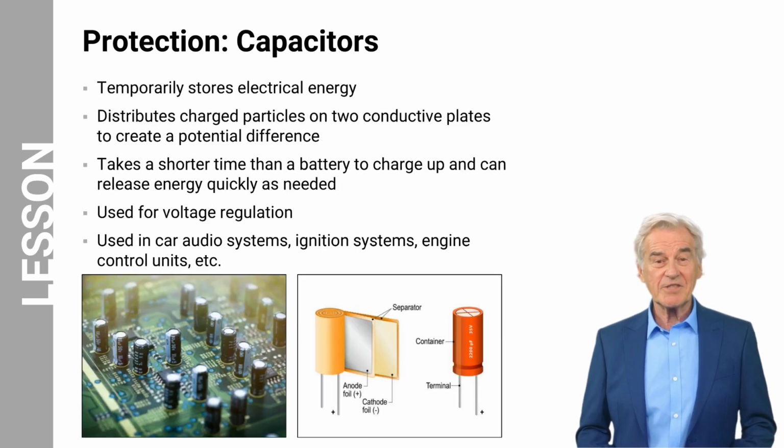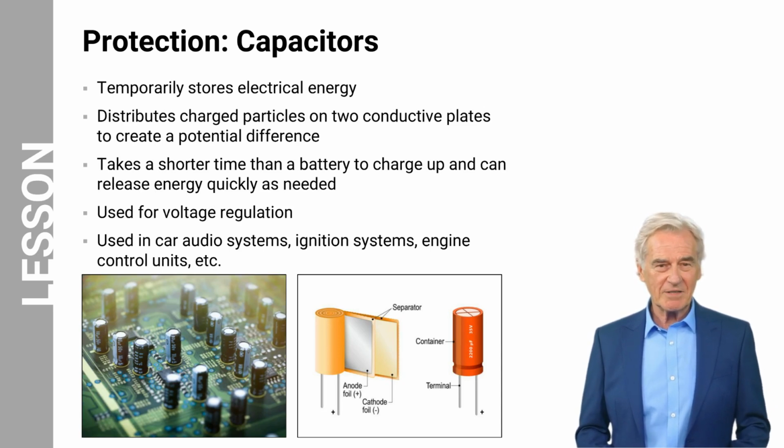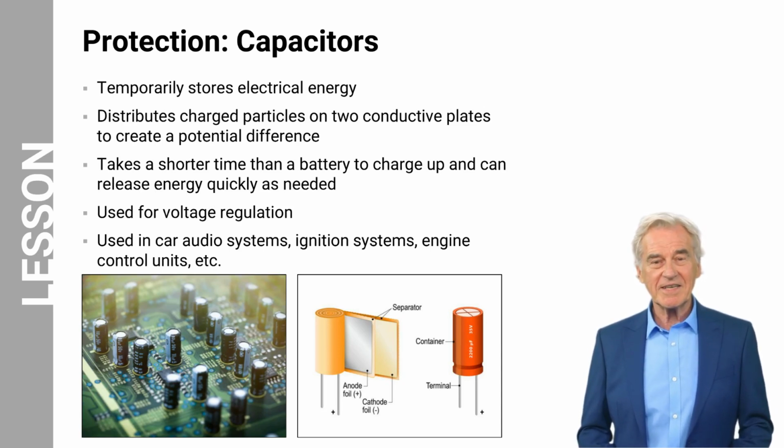Capacitors are another type of circuit protection device. These devices act as temporary electrical energy storage devices and release it as needed. By distributing charged particles across two conductive plates, as shown in the image here, capacitors create a potential difference that helps regulate voltage levels, smoothing out voltage ripples and ensuring stable electrical supply.